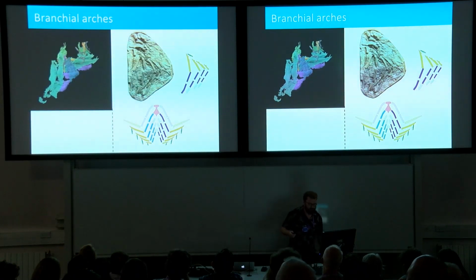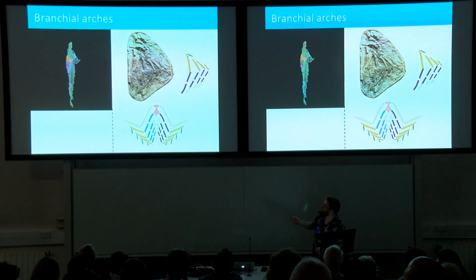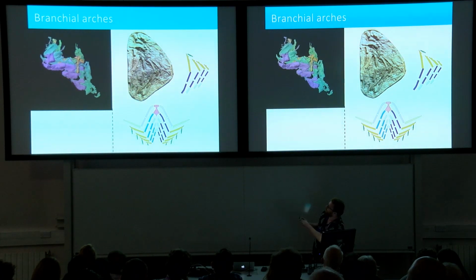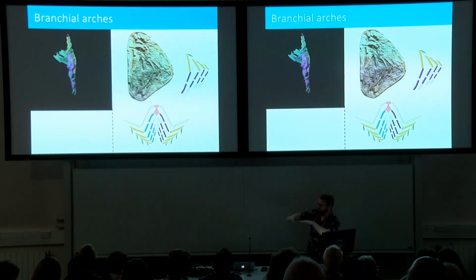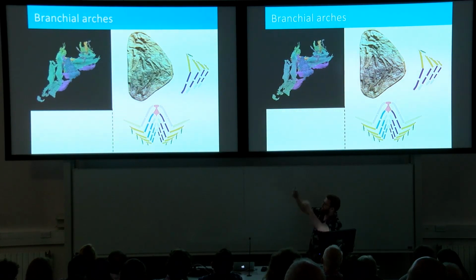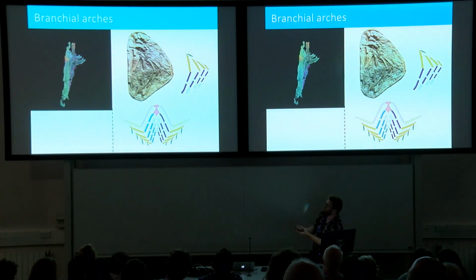So next up, the branchial arches. We just had a lot of branchial arches in the previous talk. These are the ones in Diplacanthus, flattened out. So the yellow things are the upper half that went over the top of the pharynx, and the purple things and the blue things are the bottom half that went over the bottom.